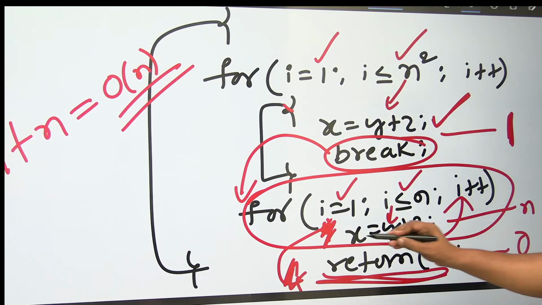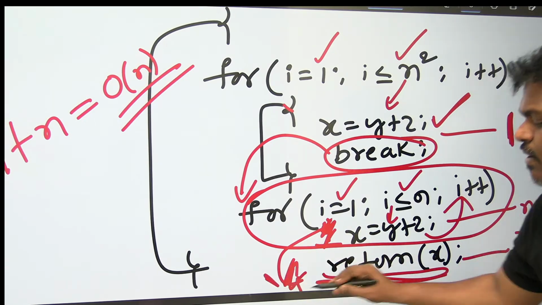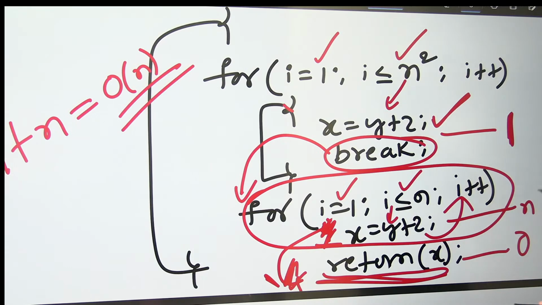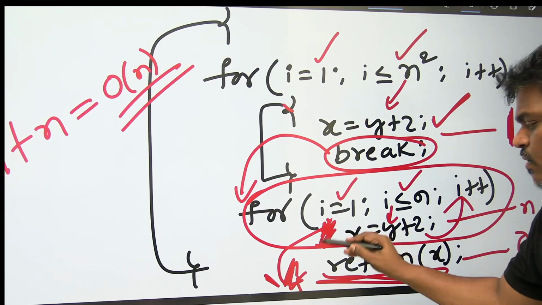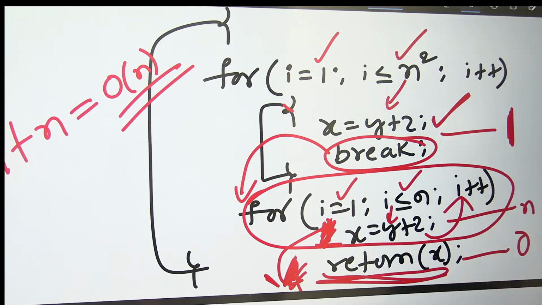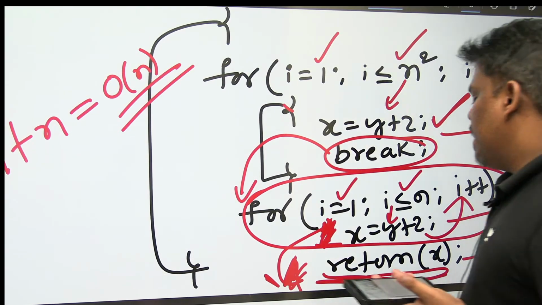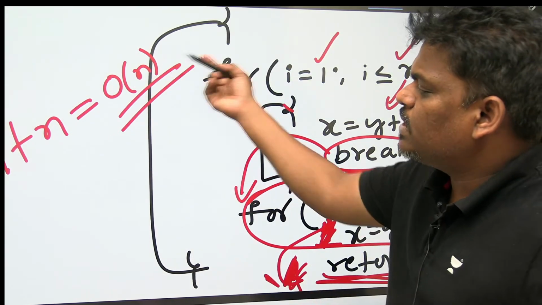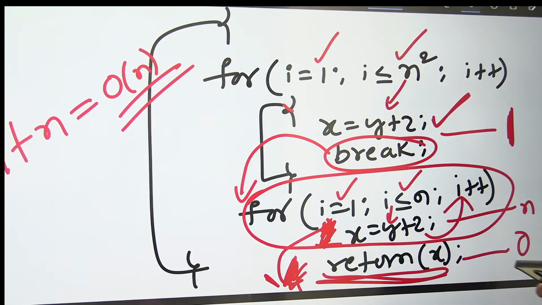If I keep a bracket like this, then return is inside, then it will become 1. So first one is 1, second one is 1, overall becomes 1 because the bracket is not there. One line only belongs to the for. For each i value one line only will execute, lastly return. So the answer is 1 plus n, which is big O of n.